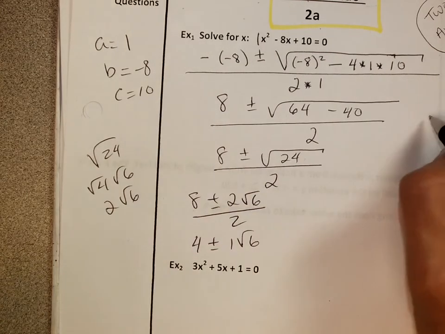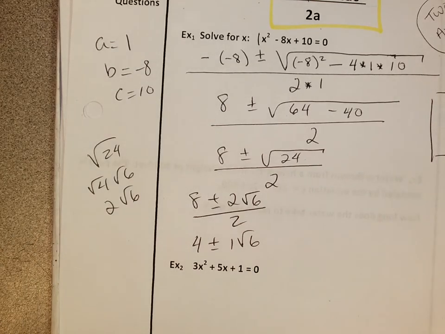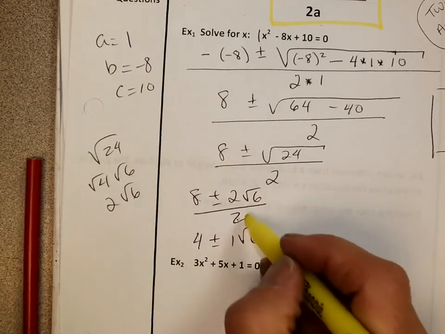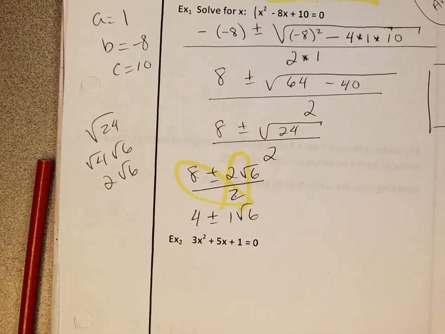Wait, Mr. Davies? Yeah. How did you get the 4 right there? Oh, okay. There we go. Here's my 4. Here's my 4, right? And here's my 1. Because you've got to divide both.